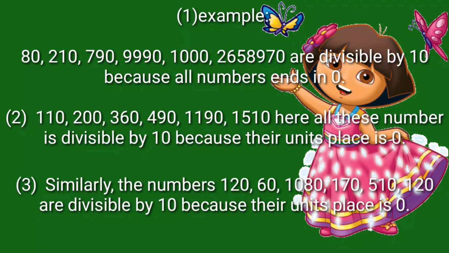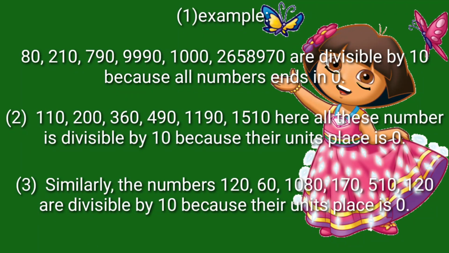Example: 80, 210, 790, 9,990, 1,000, 26 lakh 58,970 are divisible by 10 because all these numbers end in 0.